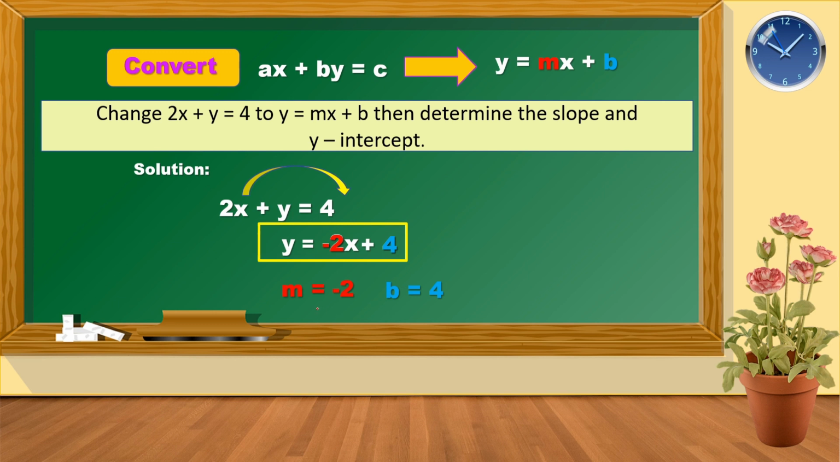Take note, guys, that in getting the value of the slope, you have to include the sign of this one. And in getting the value of the slope, do not include x because x is our variable. So therefore, our m, or the slope, is just negative 2. Okay, let's have another example.